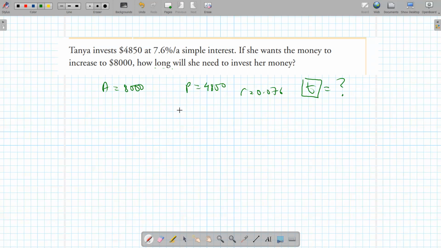Look at the formula. The formula is the same, but the steps are going to be different. So we know A is 8,000, we know P is 4850, and we know R is that. And then time is missing. Now again, this is a linear equation. We're trying to solve for T. What do we do first?